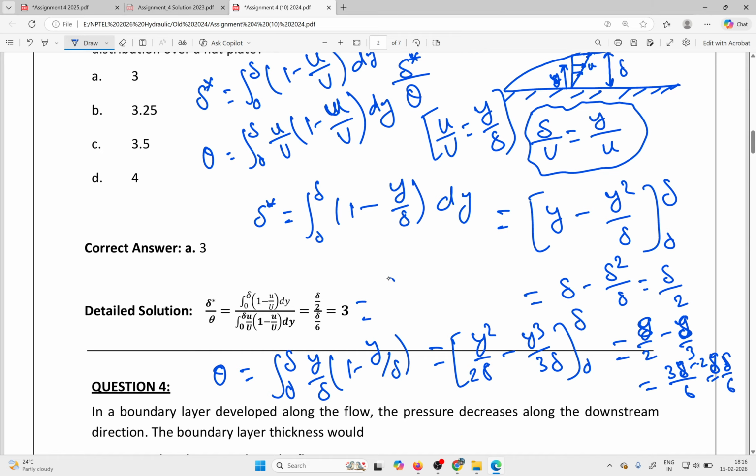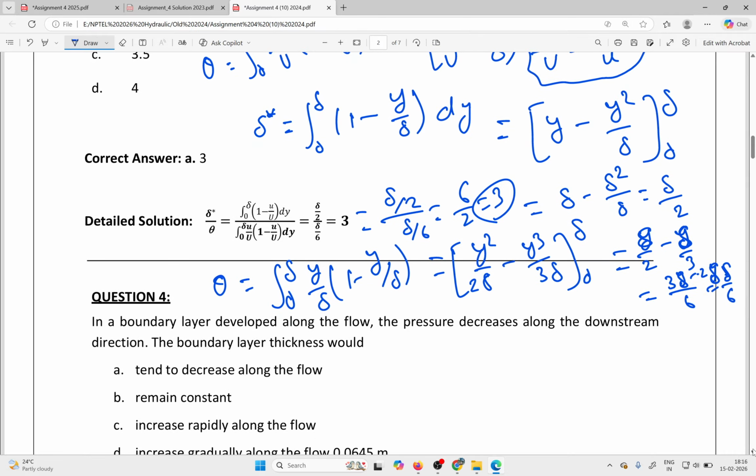So here you can see delta by 2 divided by delta by 6. Your delta will be cancelled out. 6 by 2, finally you will get 3. So option A is correct here. For question number 3, option A is correct, remember.